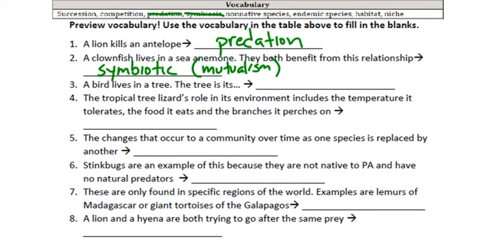A bird lives in a tree. The tree is its habitat. Habitat answers the where is it living. Anytime you see the word role of the ecosystem, that is the niche. So how does it live? In the food chain, what is it? The changes that occur to a community over time as one species is replaced by another, that is called succession.